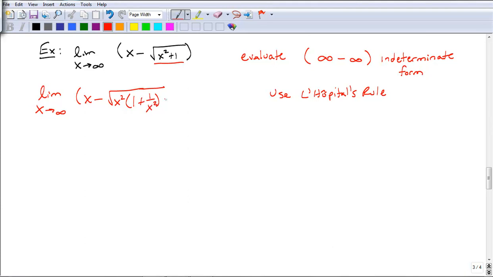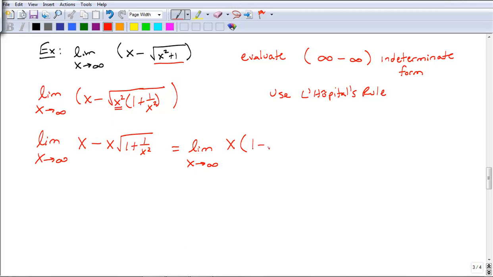And now we have to double check that that works if I put it back in. So I have x squared times 1, which is x squared. X squared times 1 over x squared is 1. Legal move. But now I can take the x squared and factor it out of the square root. The square root of x squared is just x. But notice inside the square root it's been simplified. Now I can factor an x out of this because I need to write it as a fraction before I can use L'Hopital's rule.